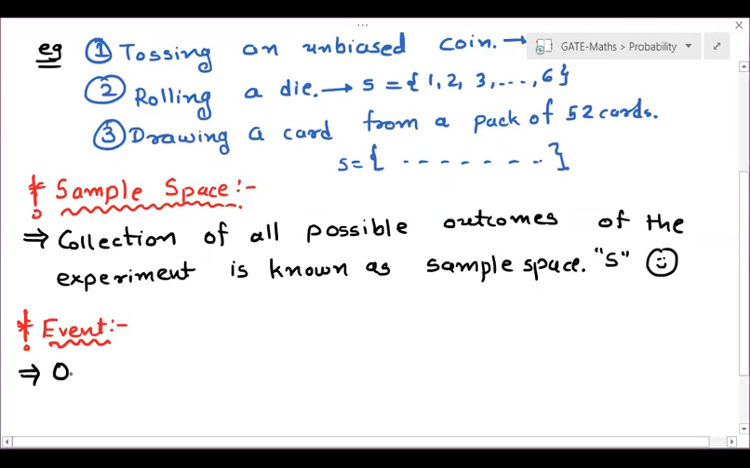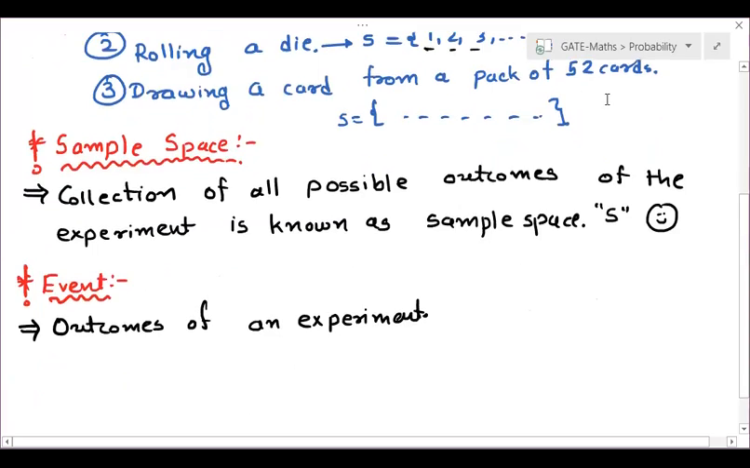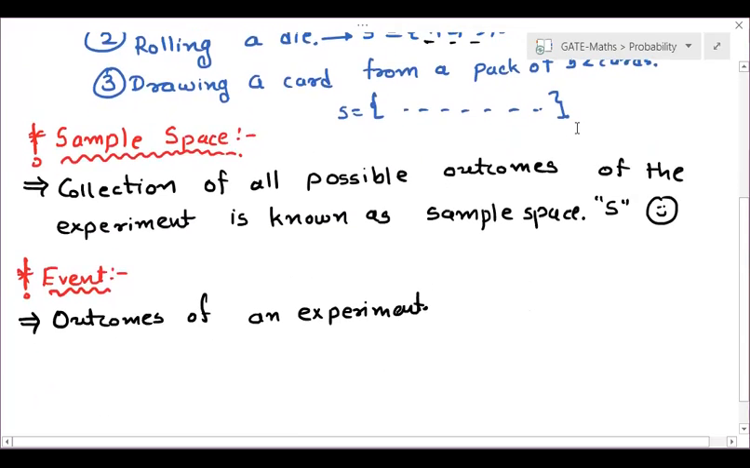Okay. So outcomes of an experiment are your events. So for an unbiased coin, our outcomes are heads and tail. So these are all separately one event. Here 1, 2, 3 up to 6, each and every term is one event. So getting a 1 is one event, getting 2 on die is another event, getting 6 on die is another event. Right. Drawing a card from a pack of 52 cards.